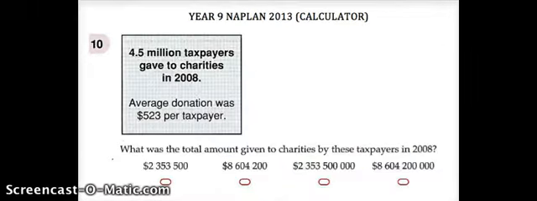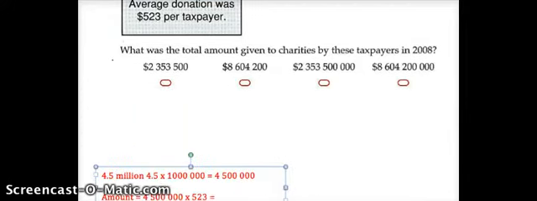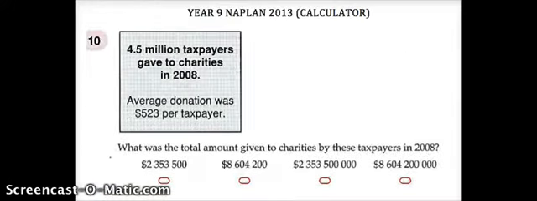Now for question 10 of the 2013 paper. Okay, 4.5 million taxpayers gave to charities in 2008, and the average donation was $523 per taxpayer. What was the total amount given to charities by these taxpayers in 2008? Pause the video and attempt the question.